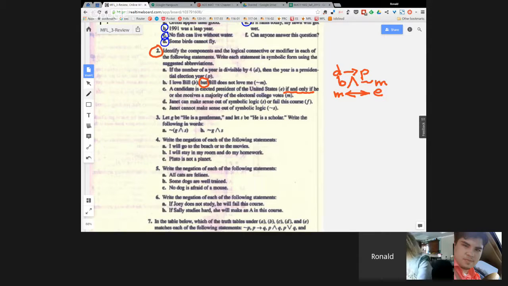Okay, what's part D? Janet can make sense out of symbolic logic or fail this course. Well, that one's pretty clear. It's just S or F. And finally, Janet cannot make sense out of symbolic logic. That's just not S. There's not much to do there. So number 2 was a question asking to see if you get your symbols and know how to put them together as a translation of an English sentence. So that was practice test number 2.